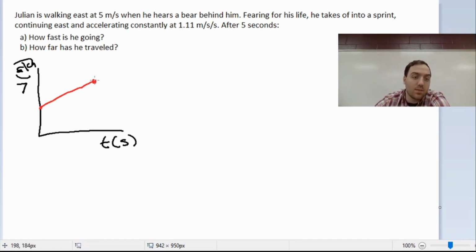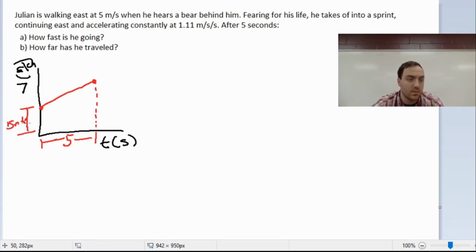Now, I don't know how fast I'm going here, but I do know that once I am here, the problem stops. So this point here is t, and that is 5 seconds. But from this, I also know that he is traveling initially at this 5 meters per second. So this point here is 5 meters per second. From this, I need to know after the 5 seconds, how fast is he going and how far has he traveled? Well, let's start with how fast in blue.